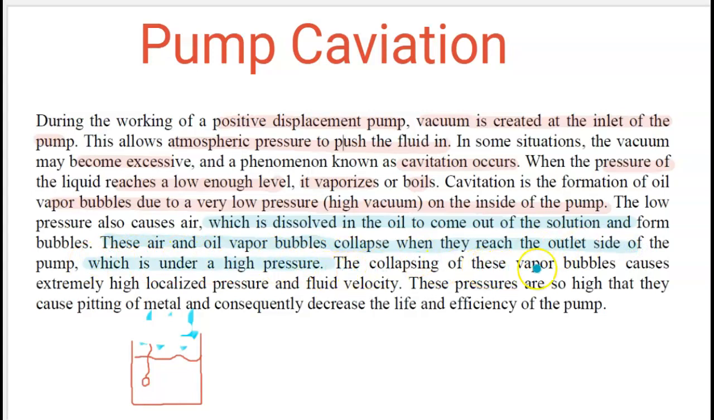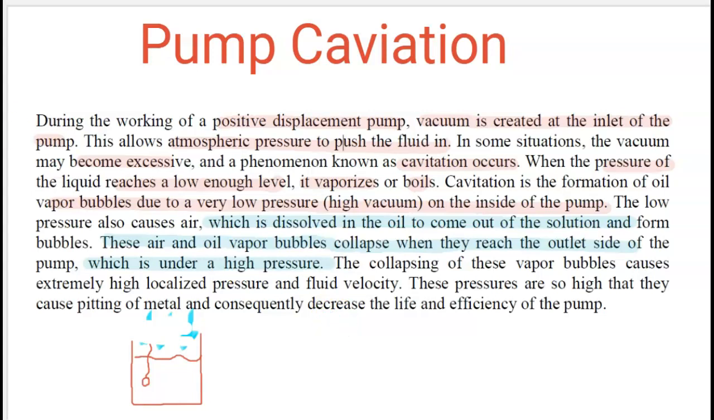The collapsing of these bubbles causes high localized pressure, because when they collapse, they create a very high localized pressure and fluid velocity. These pressures are so high, they cause pitting of the metal, and decrease the life and the efficiency of the pump.